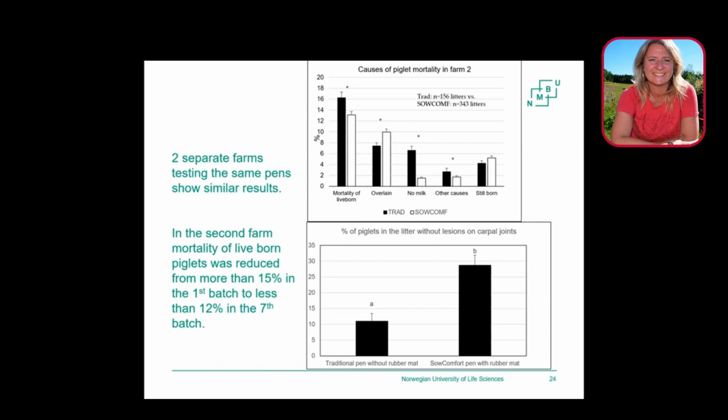We also saw the effect of providing a rubber mat in the sow comfort pen, versus no rubber mat in the traditional pen, which had just concrete and a small layer of sawdust on the resting area. The percentage of piglets in the litter without lesions on carpal joints was higher in the sow comfort pen with rubber mats than in the pen that didn't have it.